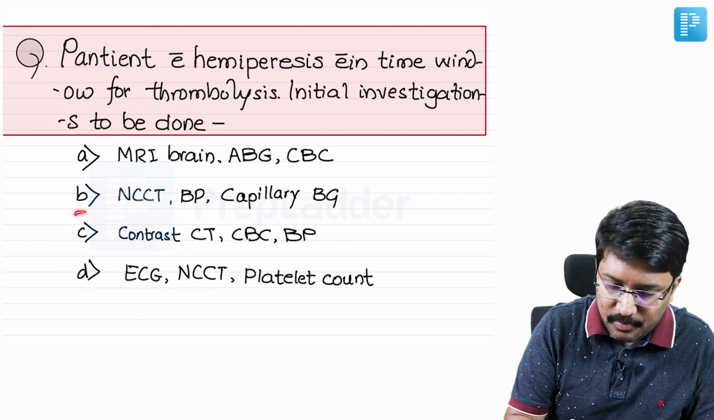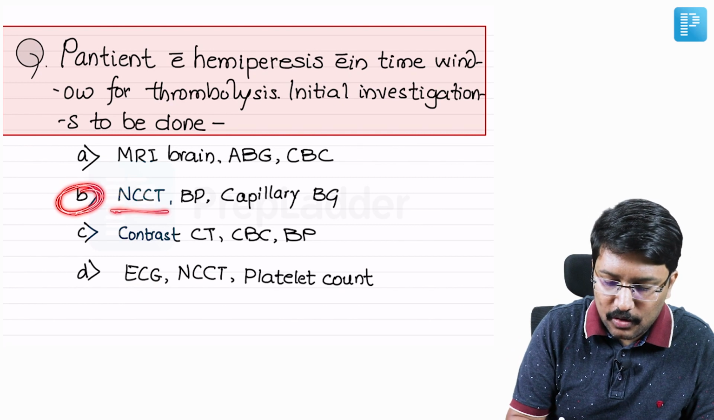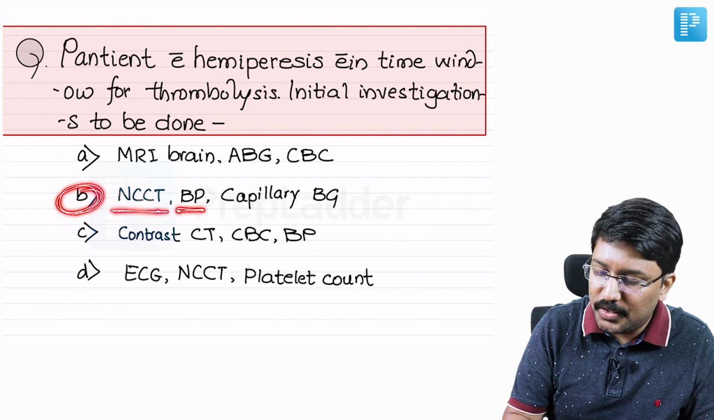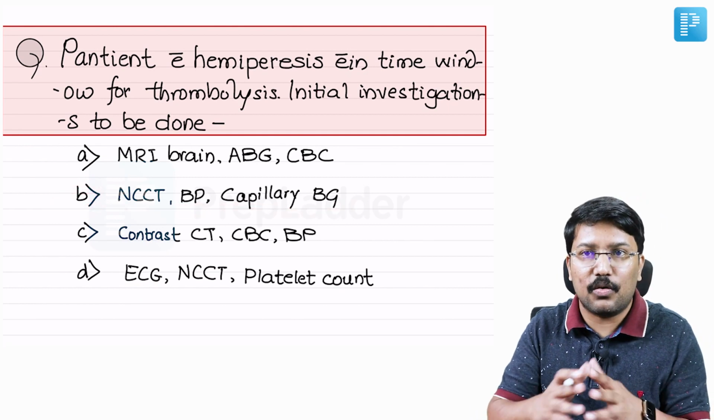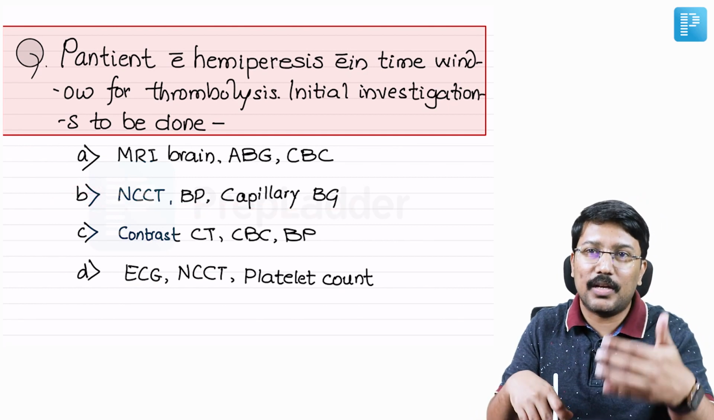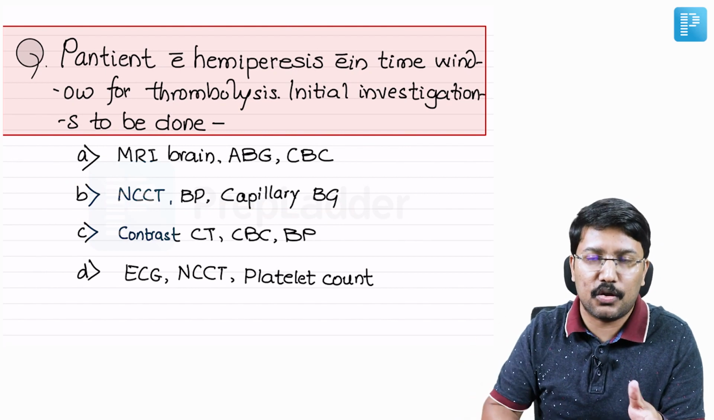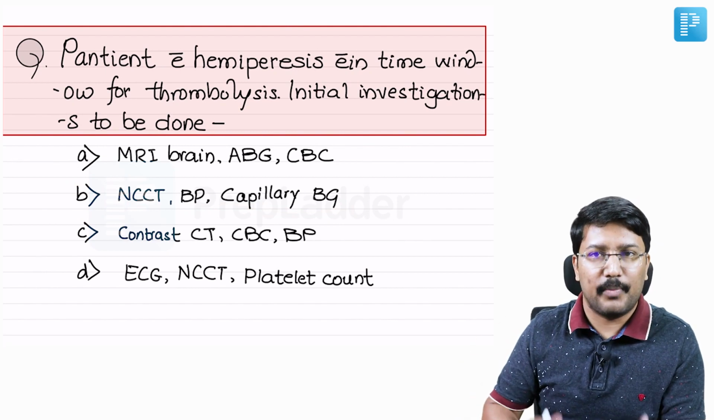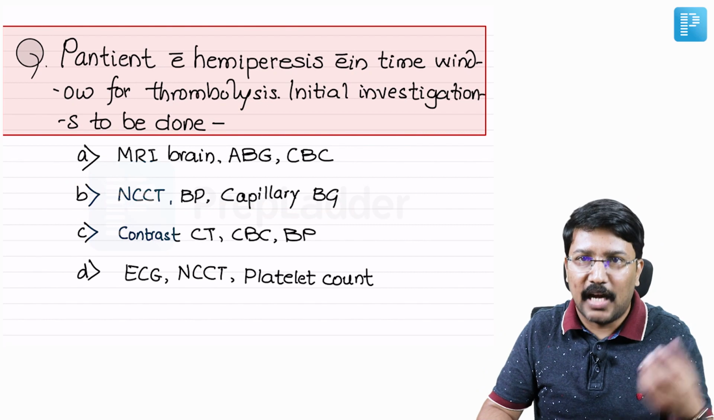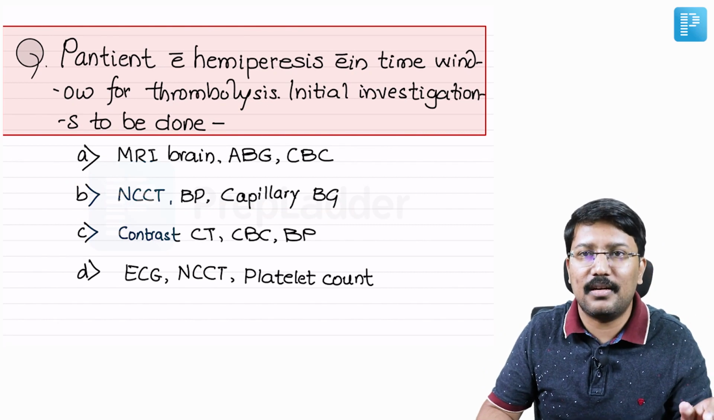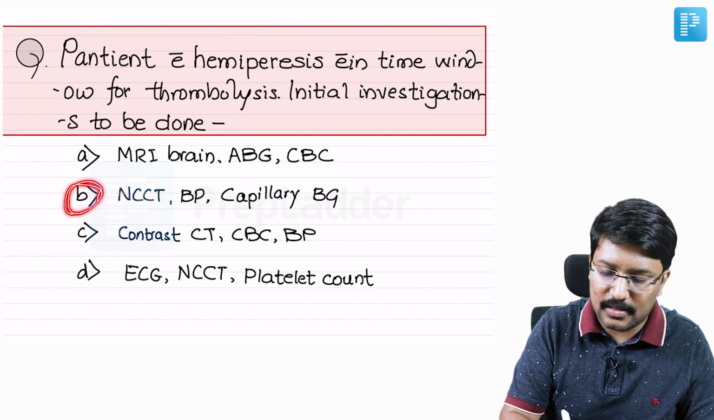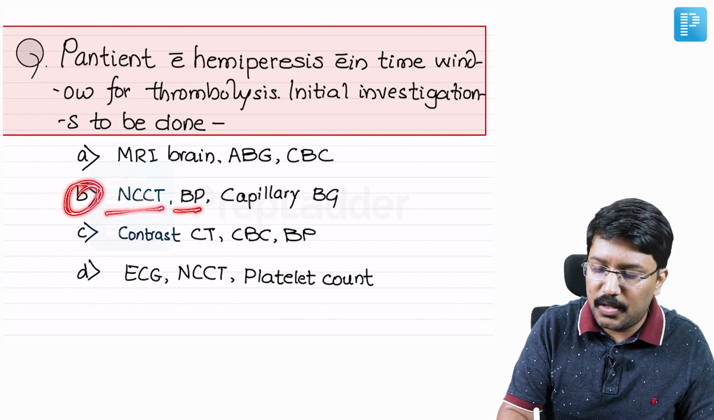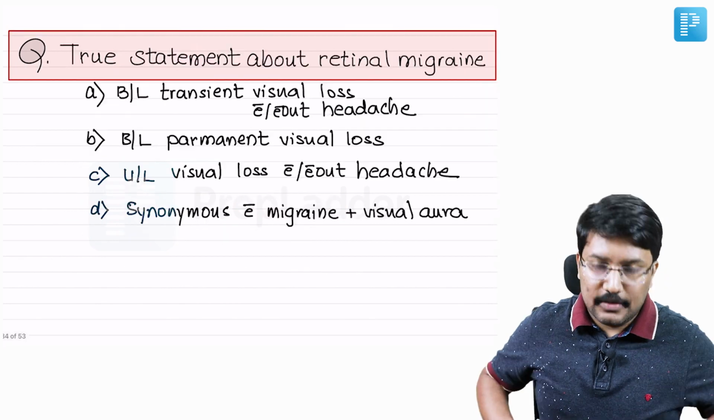Now coming to the option B, this is the right statement. Non-contrast CT, blood pressure test you need to record. You need to record blood glucose because hypoglycemia is a contraindication for thrombolysis, and hypoglycemia might explain the deficits that you're seeing. So first correct that. Make sure that this is truly an infarct. Hypoglycemia is just a co-occurrence and you've treated that, then you can consider. So you need to do blood glucose, right? So option B is the correct answer here. Non-contrast CT, BP and capillary blood glucose. Okay, let's go to next question.